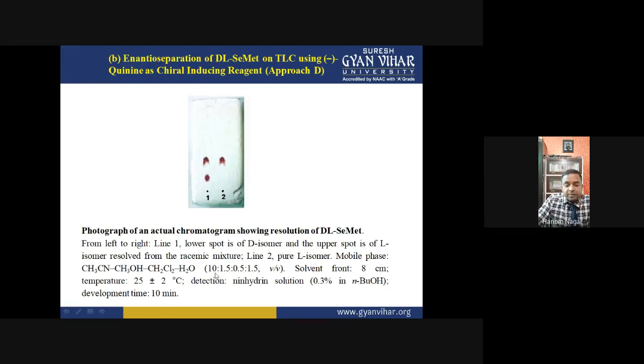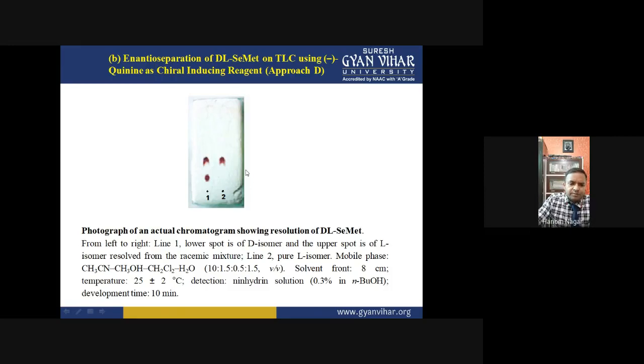The temperature at which this chromatographic run was carried out was 25 plus or minus 2 degrees centigrade, and detection was made by ninhydrin solution. You clearly mentioned this in the previous slides: ninhydrin is used for the detection of amino acids, because amino acids are colorless compounds, so their chromatograms are not visible directly.